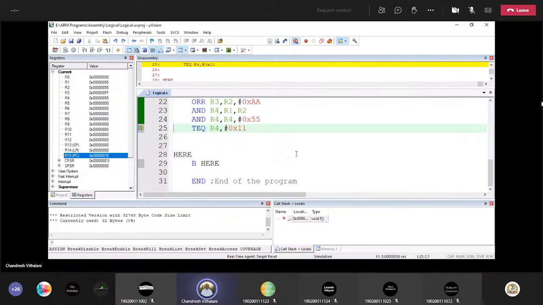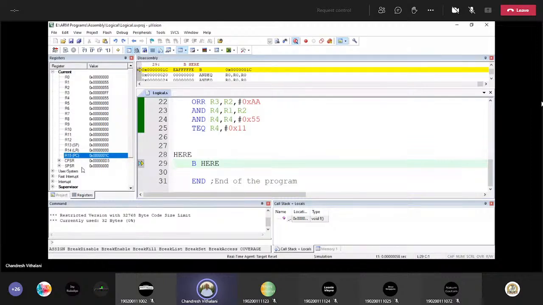R4 is 0x55 and the immediate value is 0x11. So it will perform the logical exclusive OR operation, and the corresponding CPSR will change. As you can see in the CPSR value, the Z flag is 0, and I and F are 1. So no flag is set here because the result is not 0. That's why.